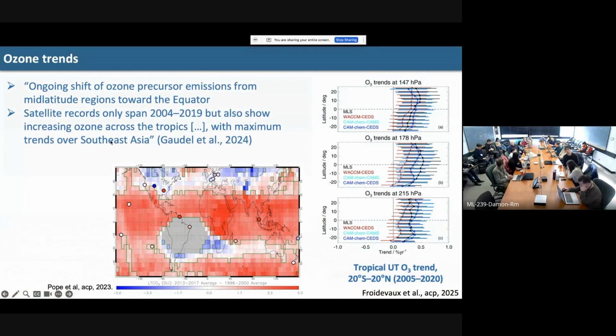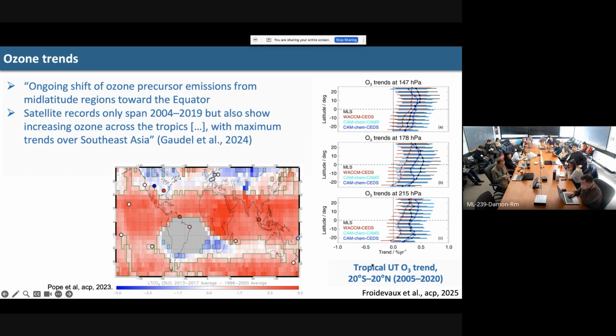Just to give some background on the most recent period, there has been a shift of ozone precursor emissions from the mid-latitudes towards the equator. You can see this here in the differences of ozone column from satellite observations between the five years 2013 to 2017 compared to 2000. And here are the trends by MLS for 2005 to 2020 in a recent paper that we co-authored with Doug and the MLS team, Lucien Froidevaux at JPL.